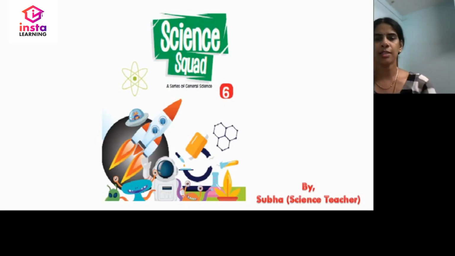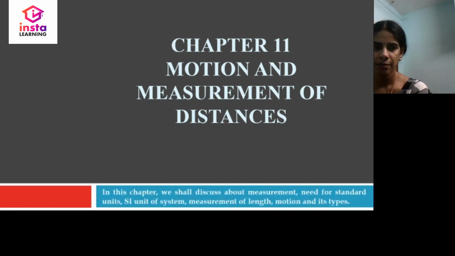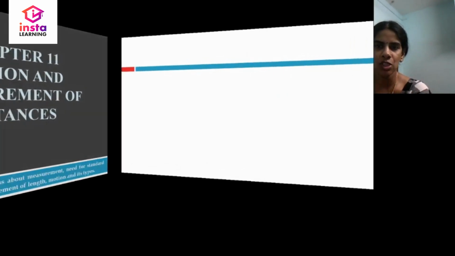Hello students, let us learn General Science for class 6 from the book Science Square. Today we are going to learn chapter 11, Motion and Measurement of Distances. In this chapter, we shall discuss measurement, need for standard units, SI system of units, measurement of length, motions and its types. Let us begin the chapter.